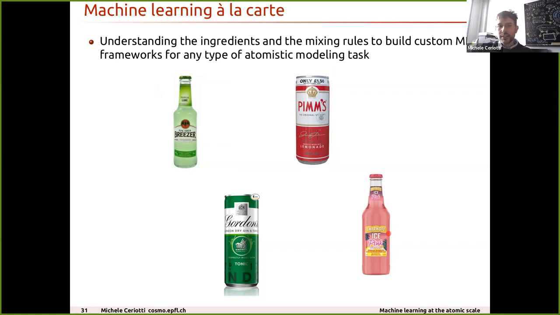And so one aspect on which we are working, and I really want to work, is to try not just to give people a full-fledged machine learning scheme, like Gaussian approximation potentials or Behler-Parrinello neural networks. These are packages that already combine many different choices of representation, of regression model, of optimizer, and they are tuned to work well together. And these, I think, are very, very useful for the community.